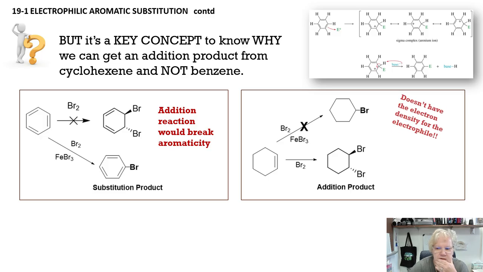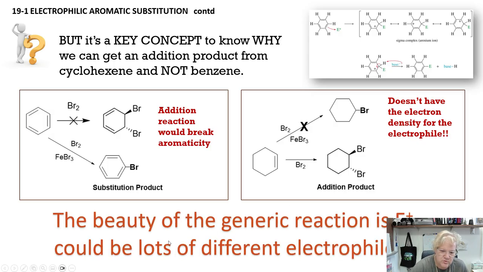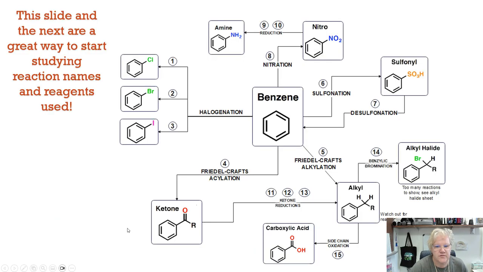Okay, well, the key is this does not have the same electron density in the ring that we need for this substitution. It does not have enough electron density for that electrophile. But the beauty of this reaction is that these electrophiles can be lots of different things.